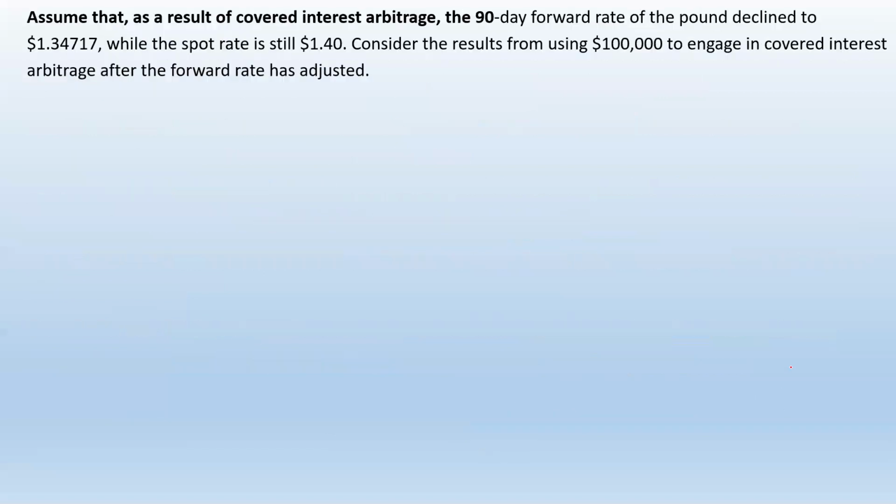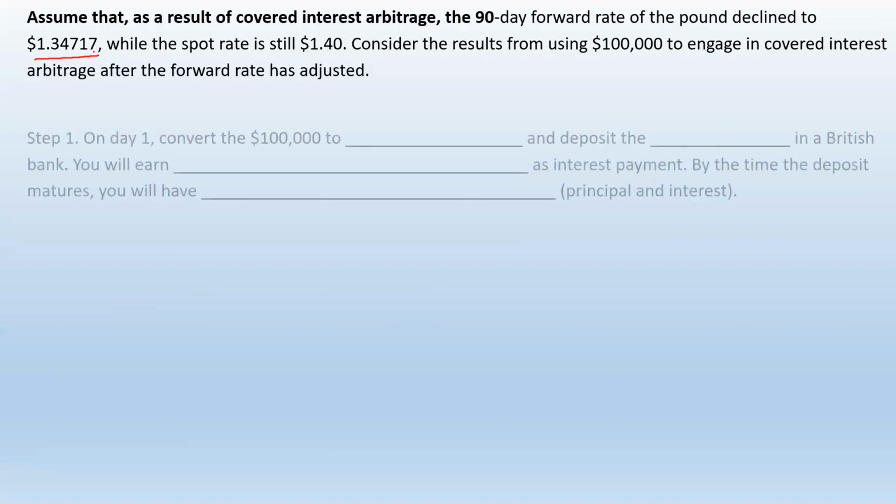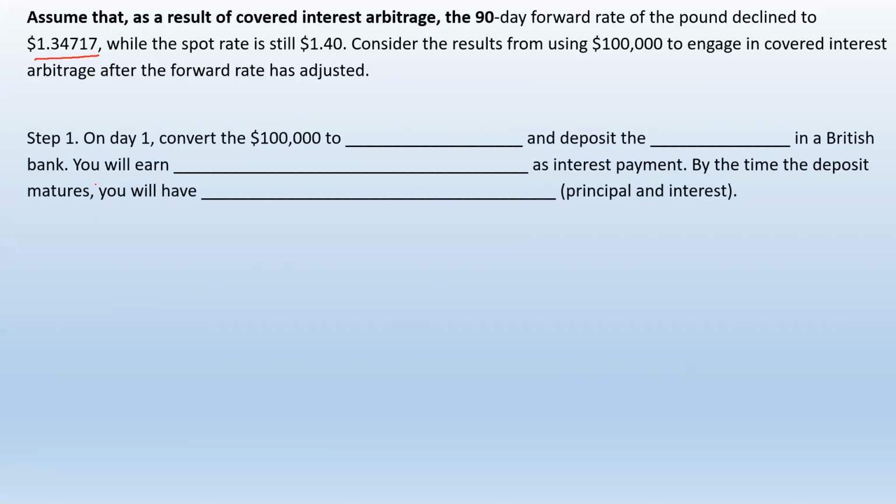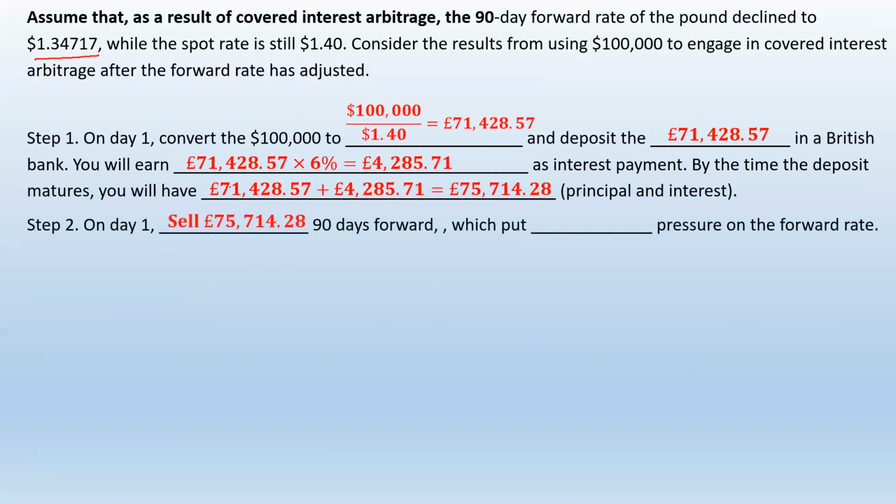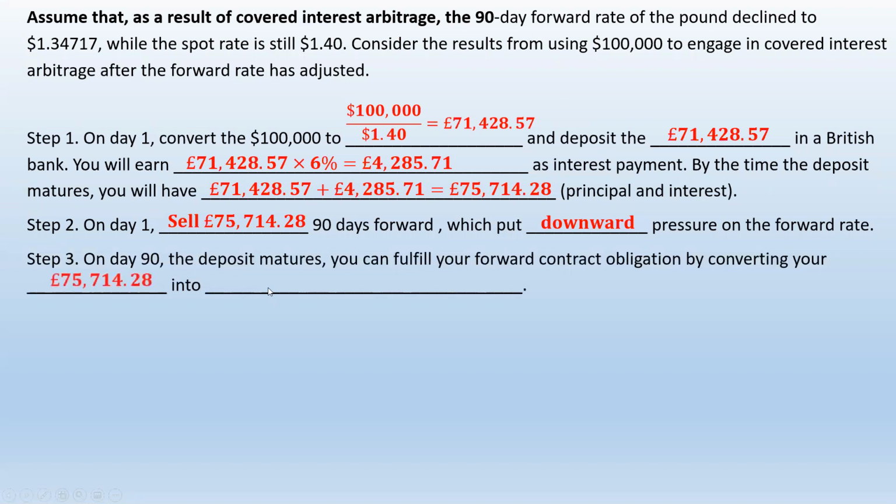Because it's still higher than 2%, and because the arbitragers continually trade on this, the forward rate will decline to an even lower rate, 1.34717. And we do the same thing. On day one, we sell this British pound, which puts downward pressure on the forward rate. On day 90, the deposit matures, and you give this amount of British pound to the buyer of the forward contract, in exchange for US dollar. And again, this is the forward rate here.